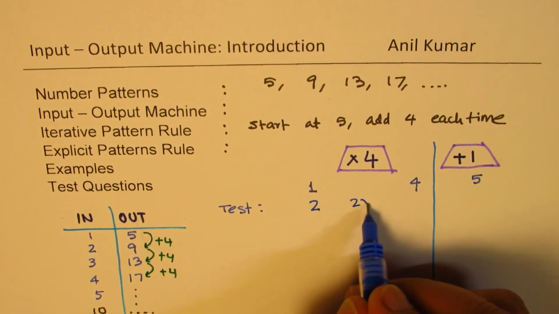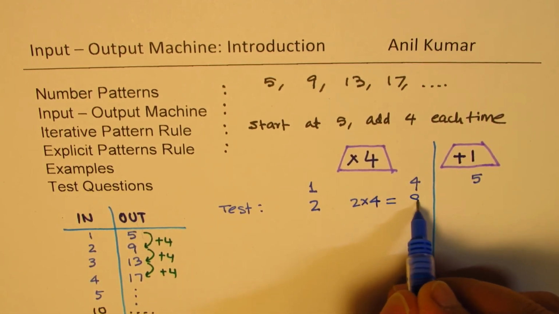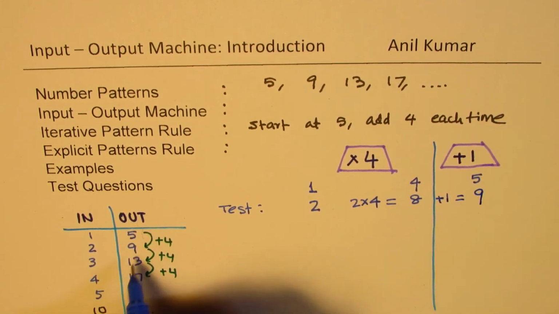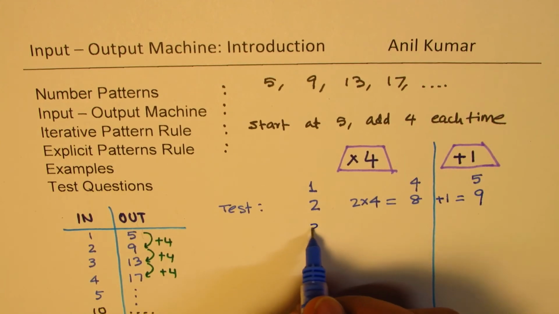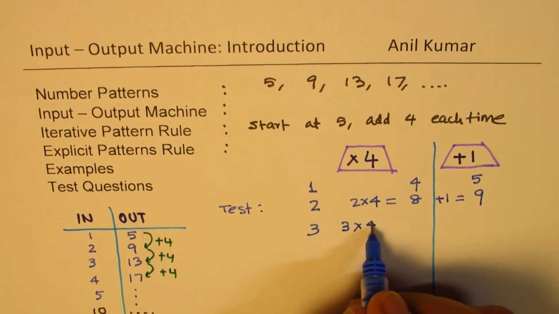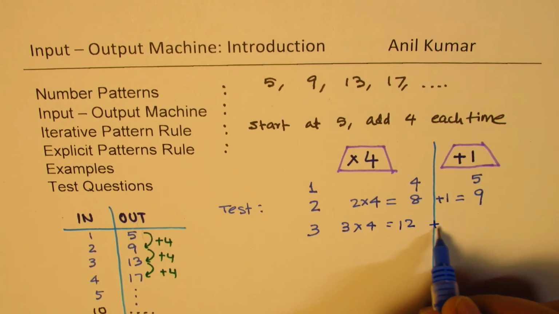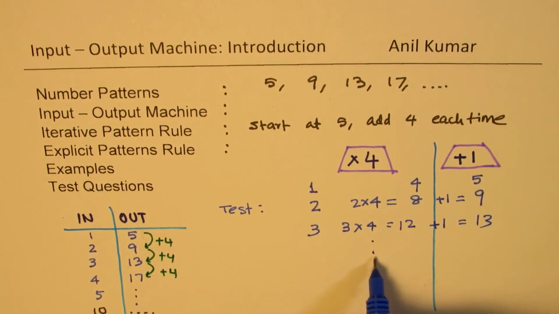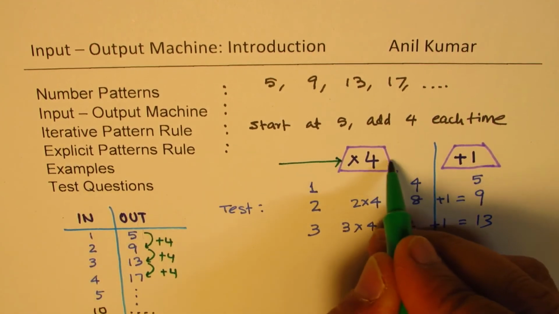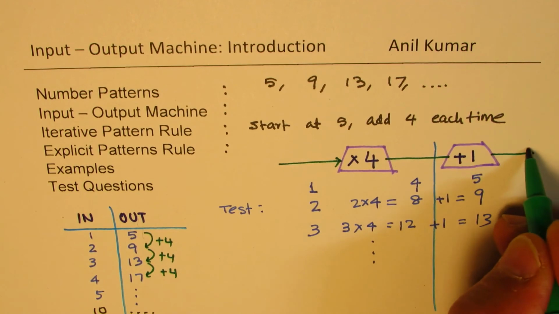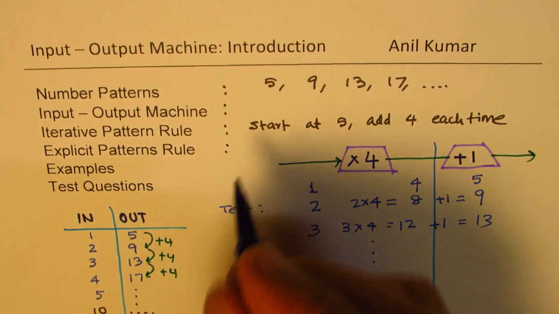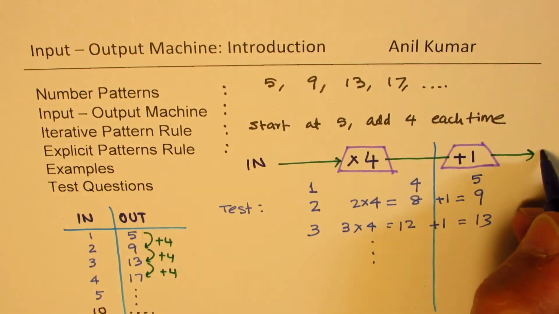And let's test with second number 2. Now we know 2 times 4 is equal to 8. And when you add 1 to 8, we do get 9. It works. Do you see that? When I write 3, 3 times 4 is equal to 12. And when I add 1, we get 13. So likewise, we can say that the input-output machine is something like this. It's a combination of times 4 plus 1. You get an idea, right? So that is our input-output machine.